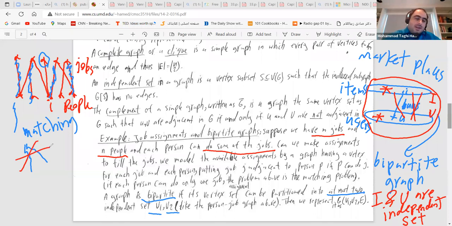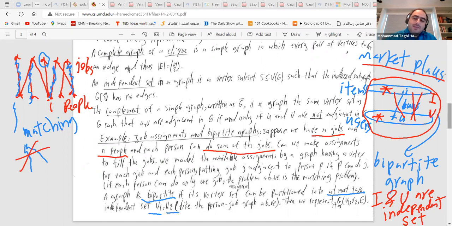In this particular example, we have a set of jobs and a set of people, and we want to assign jobs to people such that each job is assigned to one person and each person is doing one job. This is a matching. And matching is one of the most fundamental problems in computer science. It appears almost everywhere. Every place that there is a marketplace, matching is probably one of the most important problems there.